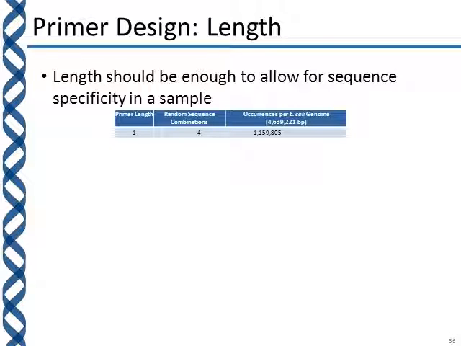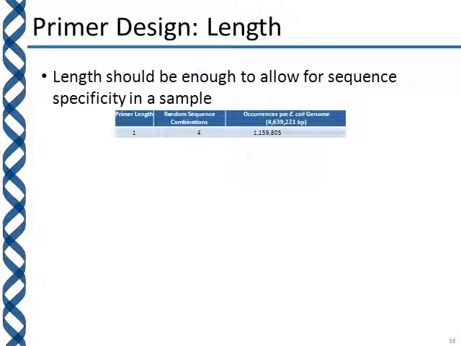As I said, with a primer length of 1, you have 4 different options, A, T, C, or G. And so if we imagine in our idealized E. coli genome that just happens to be unrealistically completely randomly distributed, you would have an equal number of A's and C's and T's and G's. So the frequency at which any given nucleotide in this case would occur would be the entire length of the genome, which is the 4.6 megabase pairs that you see on there, divided by the number of combinations, which in this case is 4.